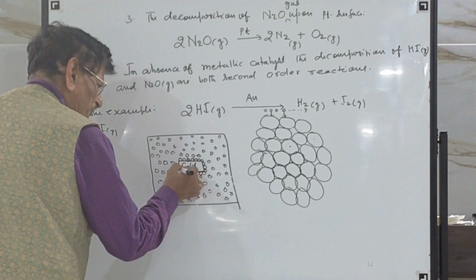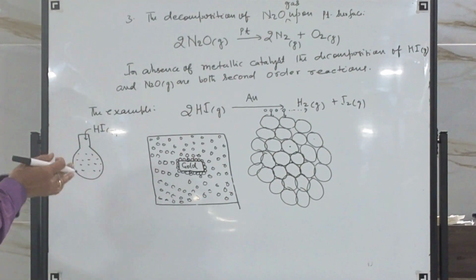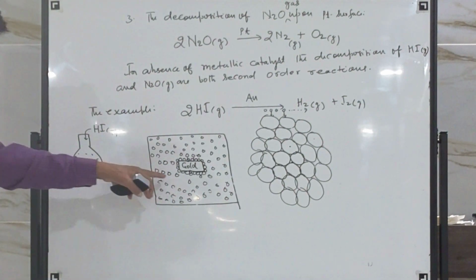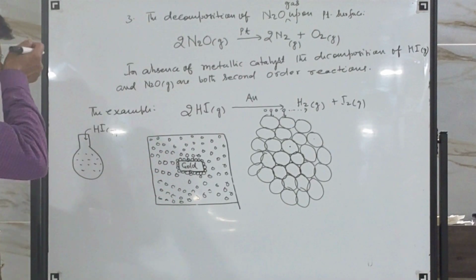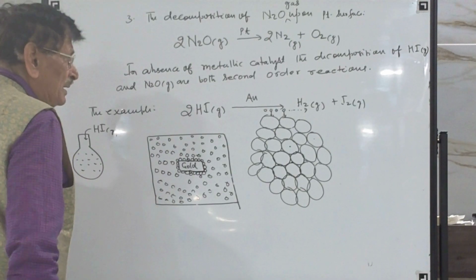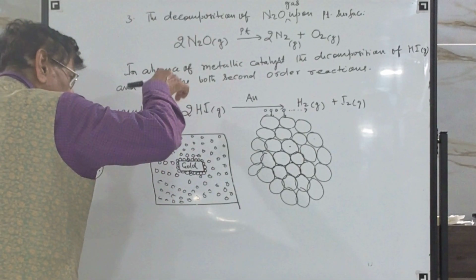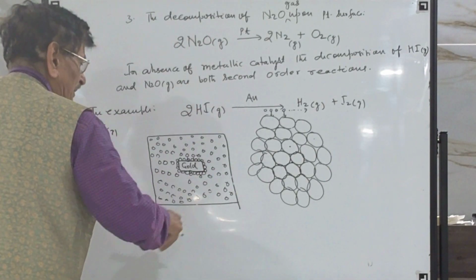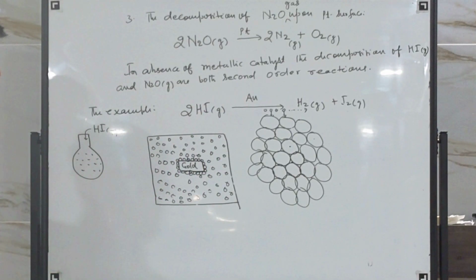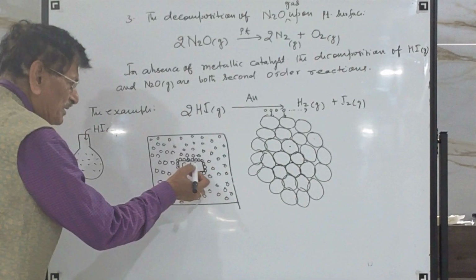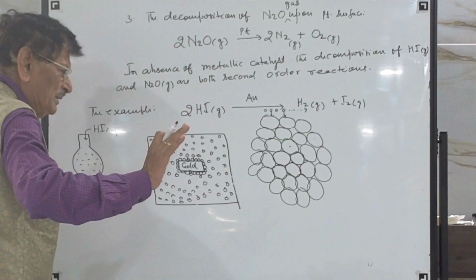Now, the surface is completely occupied by the HI molecules. The surface is completely occupied by the HI molecules. And the chemical reaction, the decomposition of HI, is taking place at the surface here. The molecules which are adsorbed on the surface are reacting, undergoing decomposition to give hydrogen and iodine. Now, this surface is completely saturated. There is no vacancy on the surface.